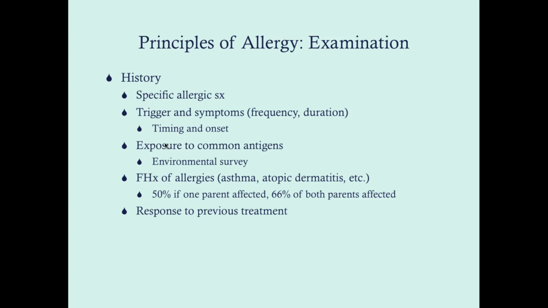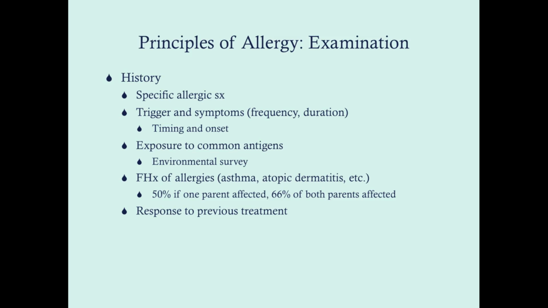You also want to know, is there exposure to common antigens? Now, this is going to be a little bit more difficult to ascertain directly out of the patient. However, you can get some of this based off of questions regarding where the child, or the person, is most of the time. So when you're thinking about the environment the person lives in, what's one of the most important environments? Certainly your home. Why your home? Because you spend most of your time there. You sleep there. So you want to know the age and the type of the dwelling.